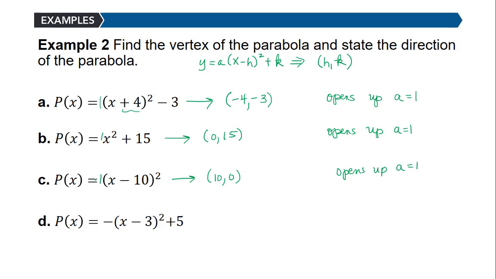Part D is p of x equals negative, in parentheses, x minus 3, quantity squared plus 5. Because of the shift right 3 units and up 5, we have a vertex at (3, 5). But notice there's also a negative on the outside of that squared expression, which means there was a reflection, which will change the direction of the parabola to open downward. So this parabola opens down because a is negative 1. So if a is positive, we have a smile, and if a is negative, it's going to frown, or open down.